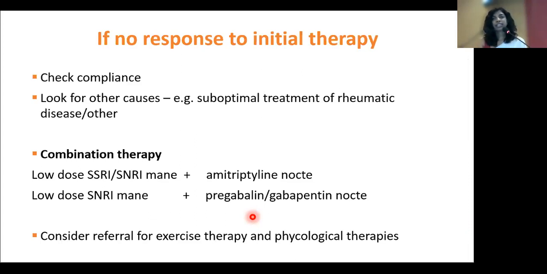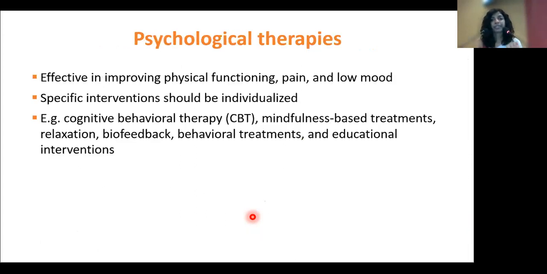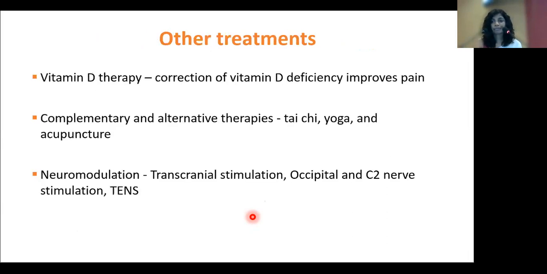And if we do have access to a formal exercise program, by all means, we should get them engaged. So psychological therapies, again, they can improve function and improve mood, and it has to be individualized. Different therapies have been used, including cognitive behavior therapy. If they're into meditation and mindfulness, you can use mindfulness-based techniques, relaxation. So there are different things that have been used.